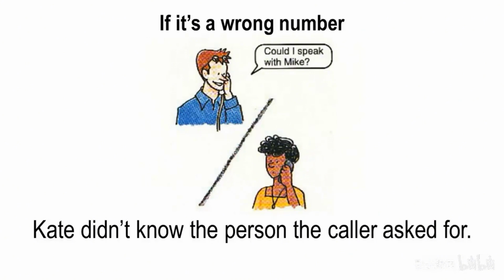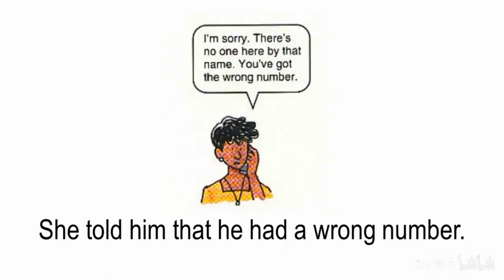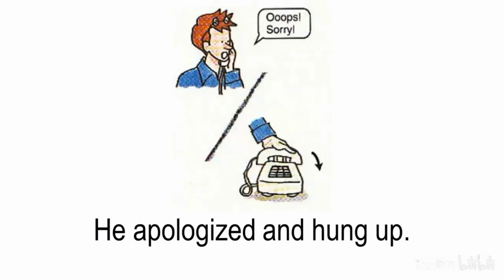If it's a wrong number. Kate didn't know the person the caller asked for. Could I speak with Mike? She told him that he had a wrong number. I'm sorry. There's no one here by that name. You have the wrong number. He apologized and hung up.